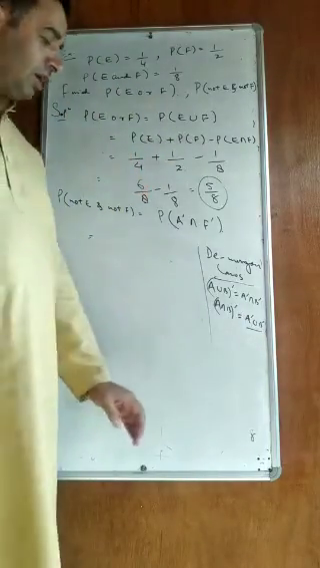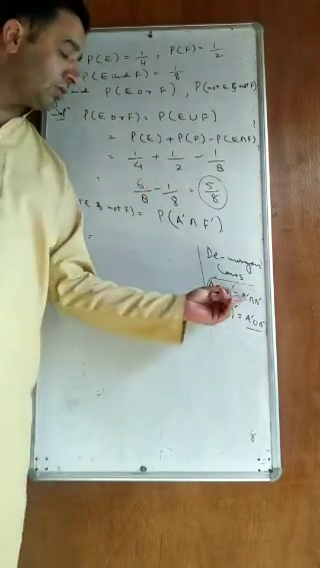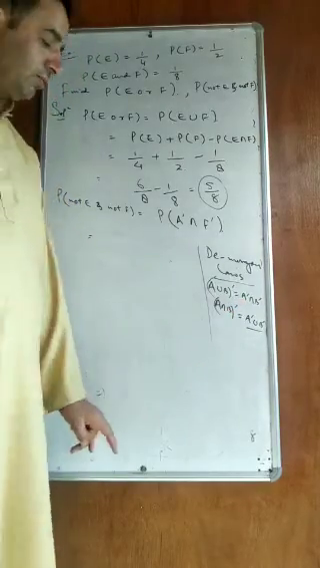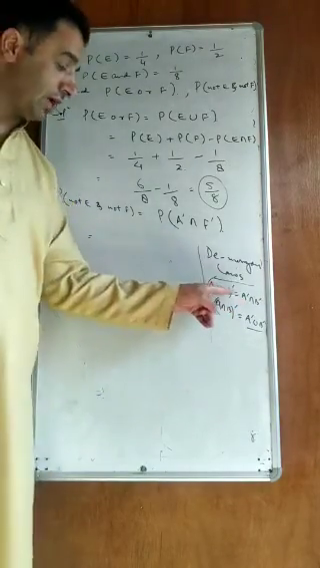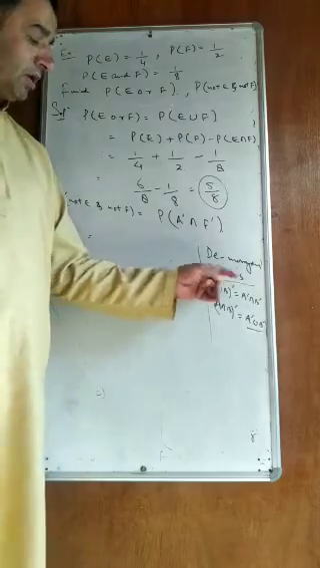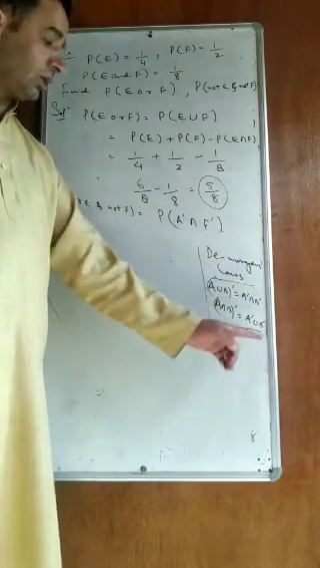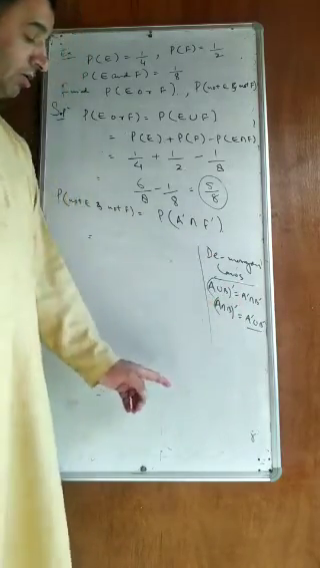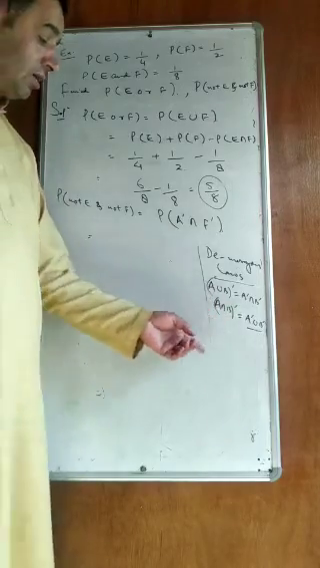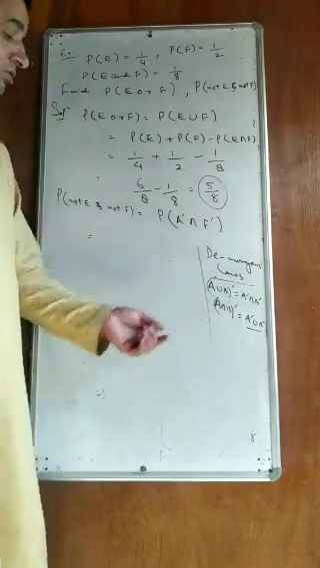Means for any two sets, A union B whole complement is equal to A complement intersection B complement. That means the complement of the union of two sets is equal to the intersection of their complements, and the complement of the intersection of two sets is equal to the union of their complements. This is De Morgan's law.